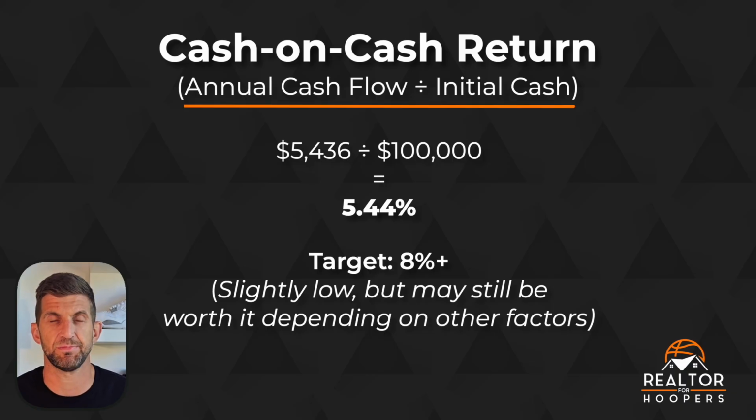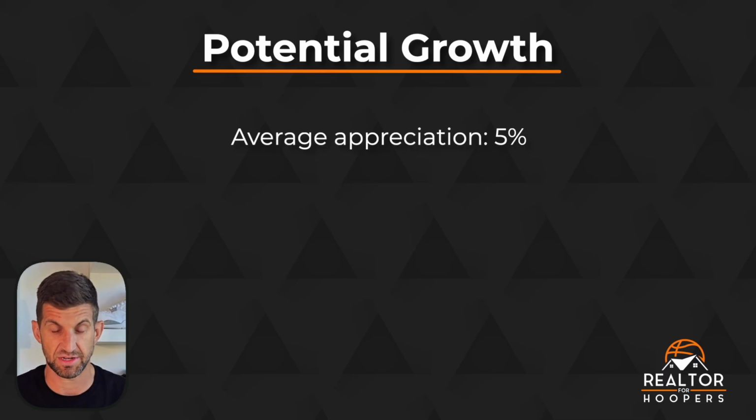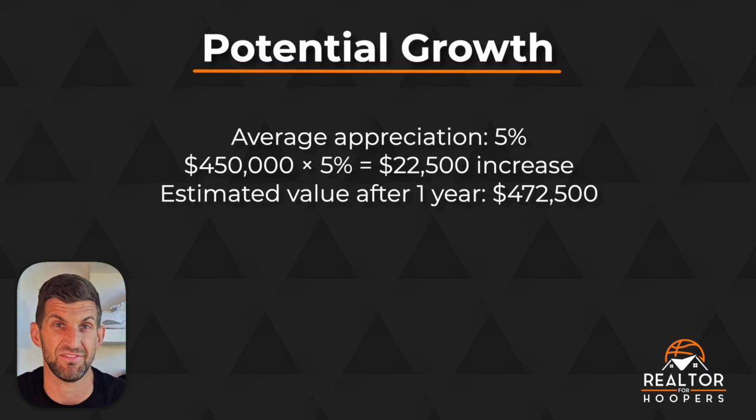Now, let's get into the potential growth of this property. The average appreciation in that area that we're taking here is 5%, which means the home could be worth $472,500 after year one. So a 5% growth on a $450,000 property is $22,500. So that's how we got to that number.